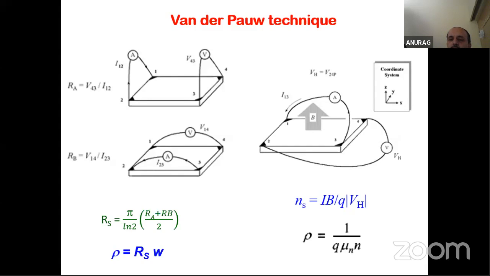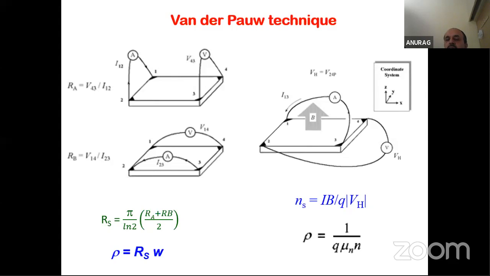So if I assume it is perfectly symmetric, then I send the current between 1 and 3, and measure whatever voltage is developed between 2 and 4 when I apply a magnetic field. If I don't apply a magnetic field, and it is a perfectly symmetric square sample with symmetrically placed contacts, then there will be no VH generated. VH is equal to 0 if B is equal to 0. If there is B, then there will be a finite VH.